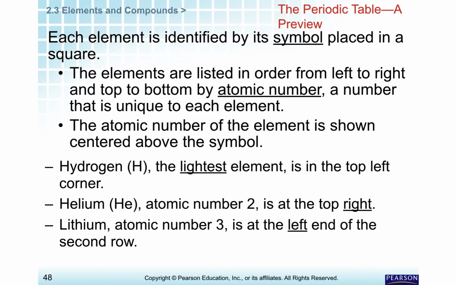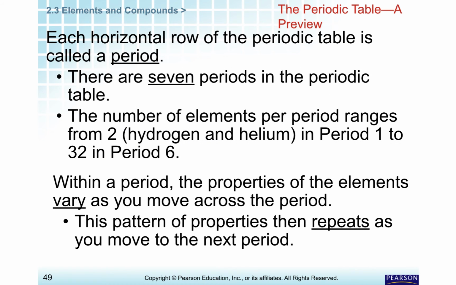Hydrogen, H, is the lightest element and is in the top left corner. Helium, atomic number 2, is in the top right. Lithium, atomic number 3, is at the left end of the second row. Each horizontal row is called a period. There are 7 periods in the periodic table. The number of elements per period ranges from 2 in period 1 to 32 in period 6. Within a period, the properties of the elements vary as you move across the period from left to right. This pattern repeats itself as you move to the next period. That's why it's called a periodic table, because it repeats periodically.